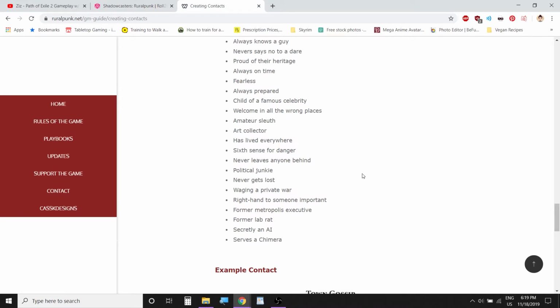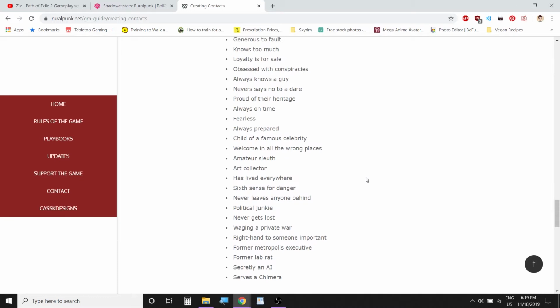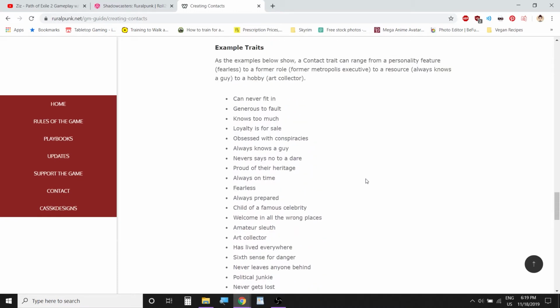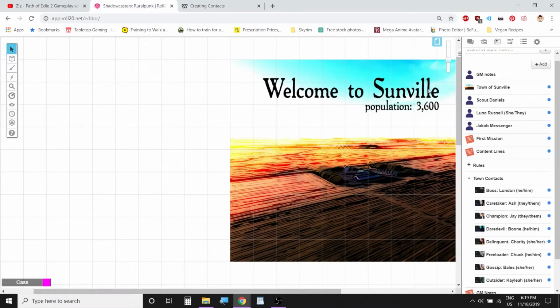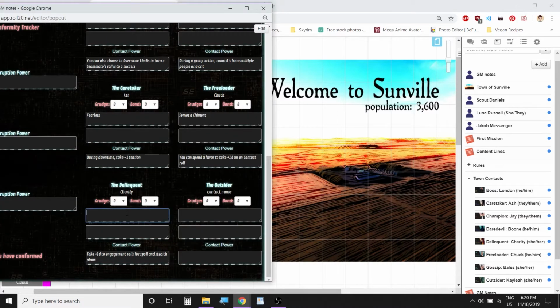So, our delinquent, I mean, it's very tropey, but I think our delinquent was a former lab rat. That's part of what she's rebelling against, perhaps, and mad about if she's a former lab rat. So that's one of her traits.